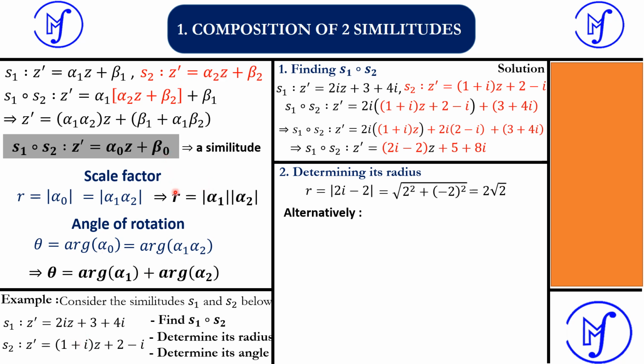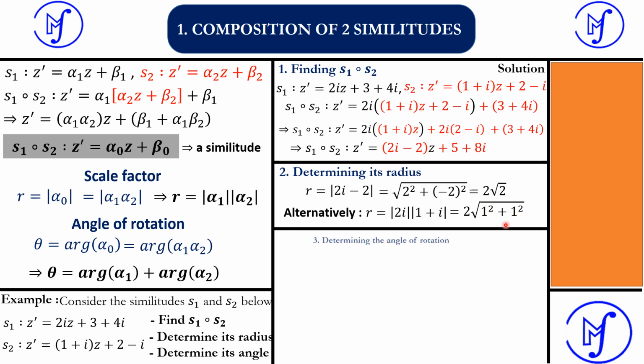So according to our general representation here, the scale factor of the composition is the product of the scale factors of the individual similitudes. Here the scale factor of S1 is the modulus of 2i, and that of S2 is the modulus of 1 plus i. So the scale factor of our new similitude becomes the modulus of 2i times the modulus of 1 plus i. The modulus of 2i is 2, and the modulus of 1 plus i is the square root of 1 squared plus 1 squared, which is the square root of 2. So we still have the same response.